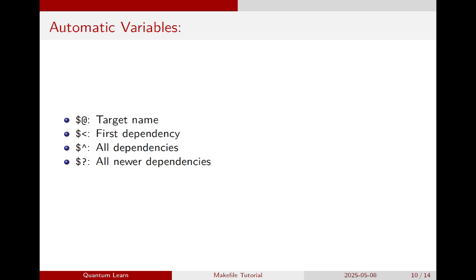Dollar followed by a less than sign is used for the first dependency in the dependency list. Dollar followed by a caret sign is used for all the dependencies in the dependency list. Dollar followed by a question mark is used for all the newer dependencies.